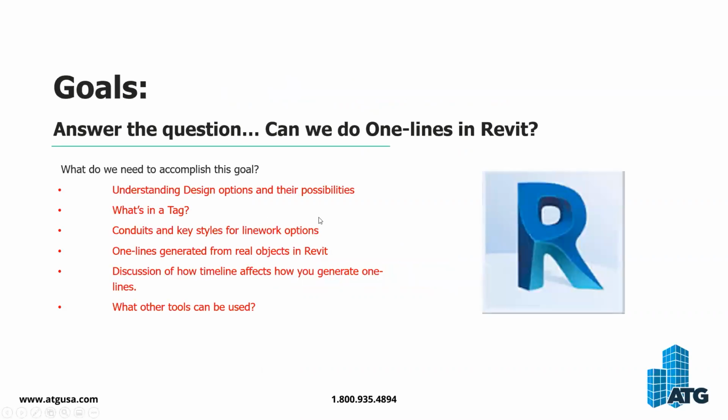So what are our goals? Answer the question, can we actually do one-lines in Revit? So hopefully we'll get to a showing that gives you the ability to say, yes, we can, or no, we can't. And it's going to be more on you to figure out for your firm, does this actually work for you or not? So we'll leave the chat window open here as well. So if anybody has questions, you can post those and I'll try to get to those while we're going. So it's more of an open-ended thing.